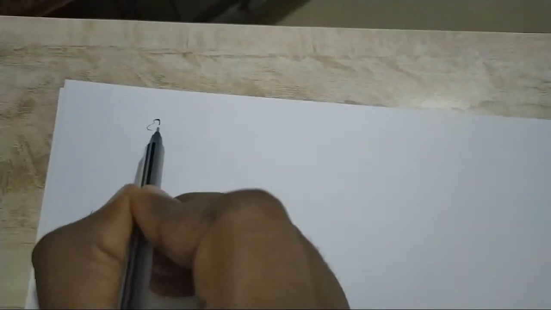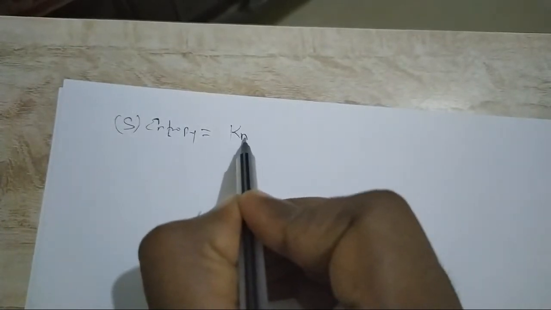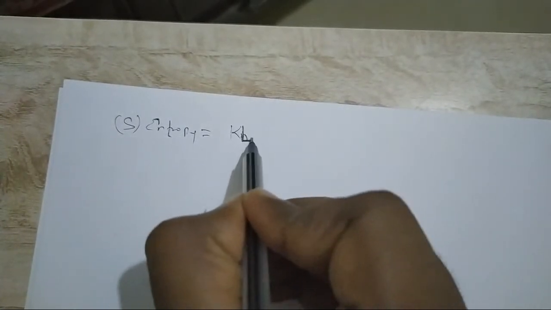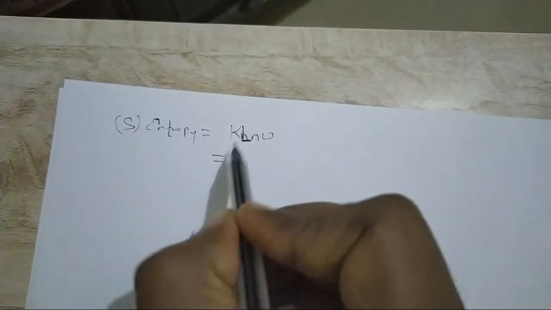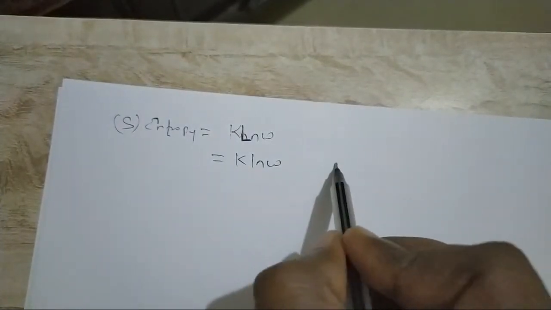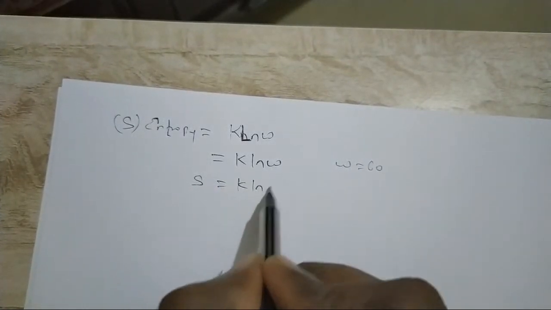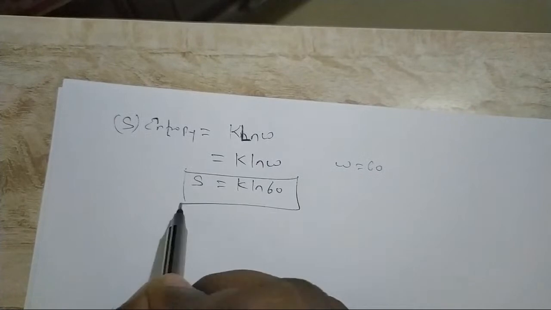If we want to calculate the entropy, so entropy is S. The formula is S equal to k ln W. We get W is equal to 60. So we write S equal to k ln 60.